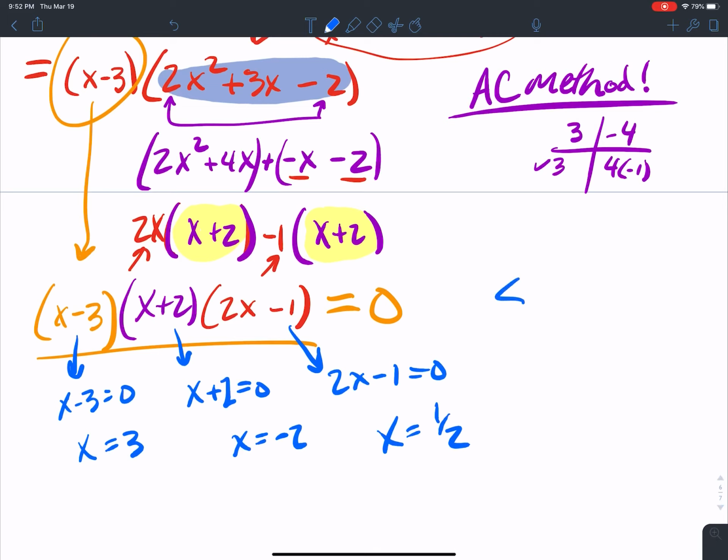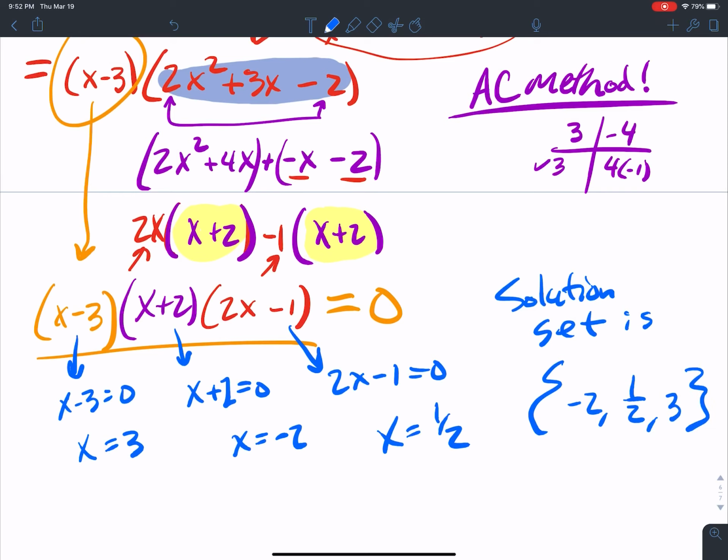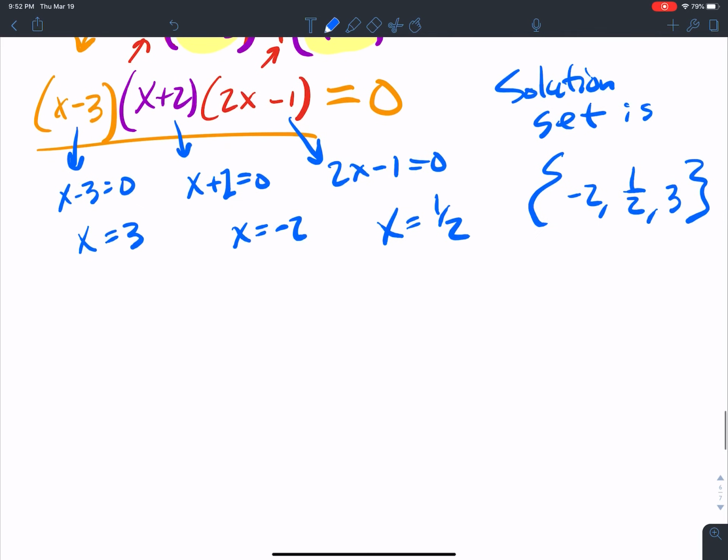So the solution set is negative 2, 1/2, and 3. Close brackets. All right, we can do one more.